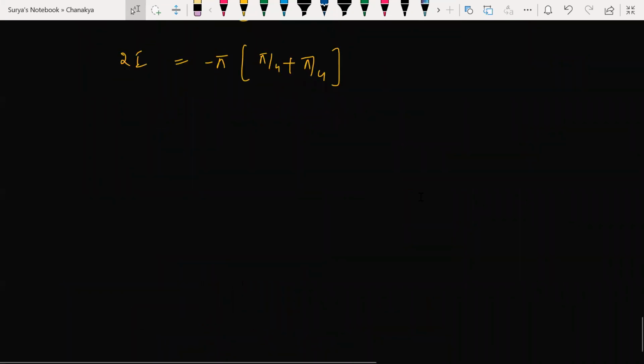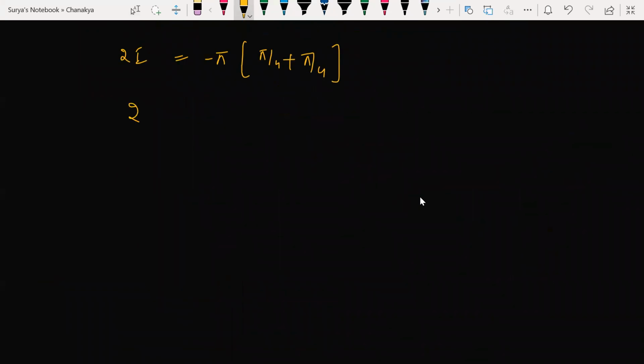So now look at this here. Pi by 4 plus pi by 4, how much? Pi by 2, right? So 2 times I is equal to minus pi by 2. 45 plus 45, 90 or not? Yes.